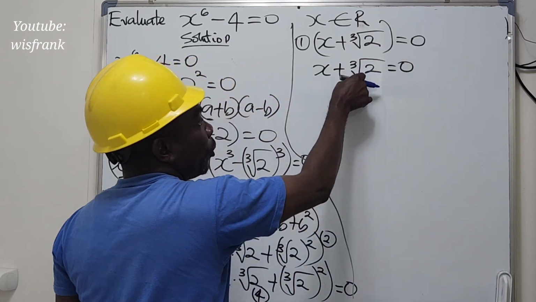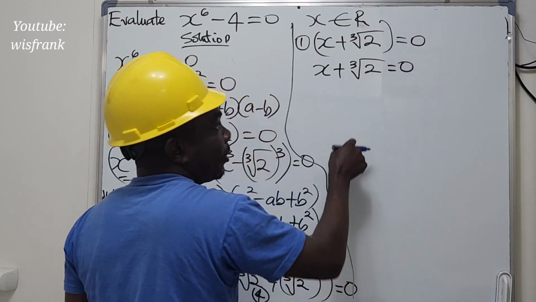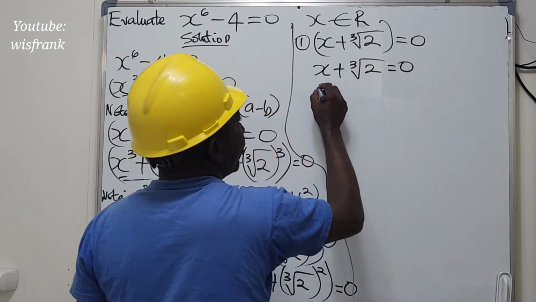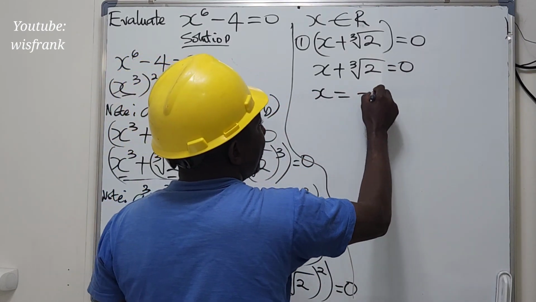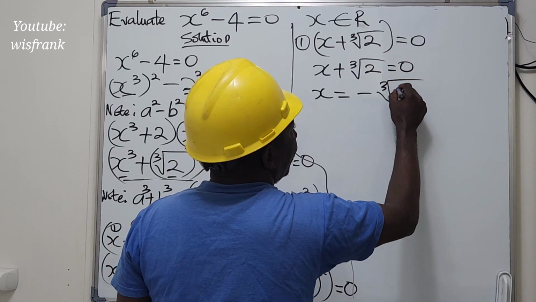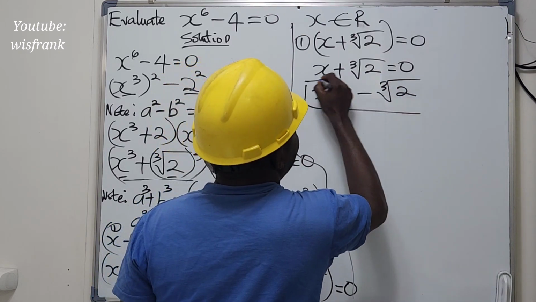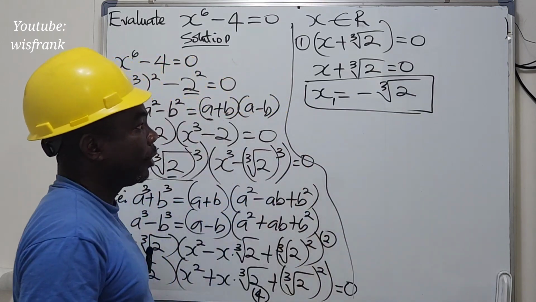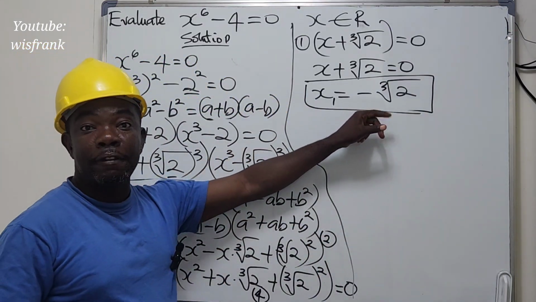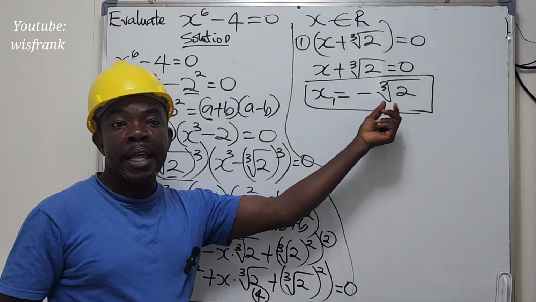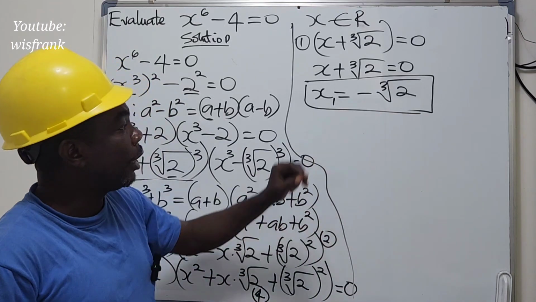So we are going to take this to the other side, transposing it, and it will become x equals minus cube root of 2. So this is the first value of x from the first parenthesis that we have. And if you look at it, it does not have a complex number. So this is a real solution for the value of x.